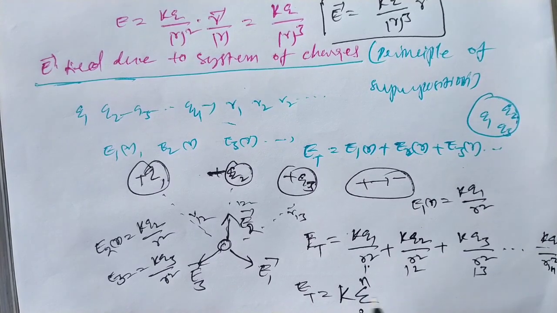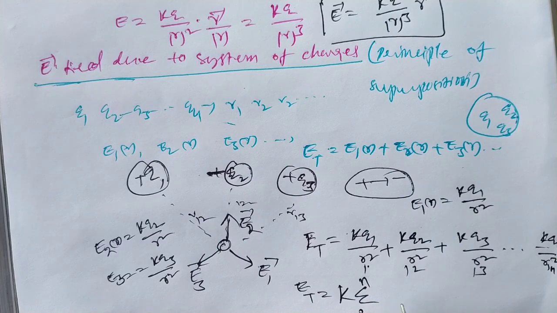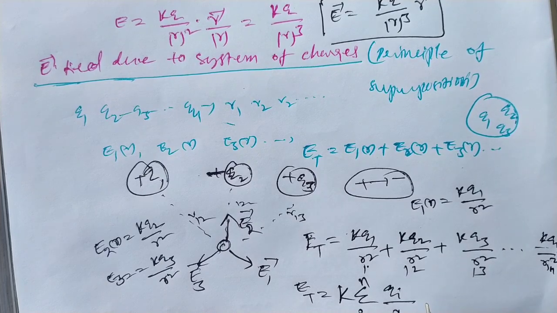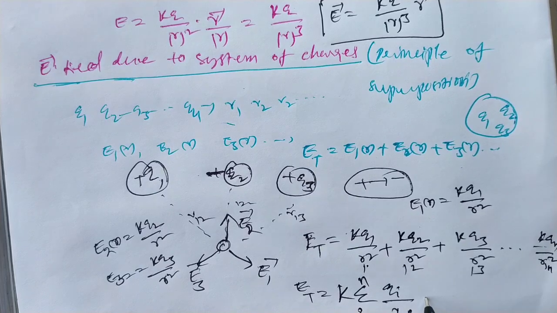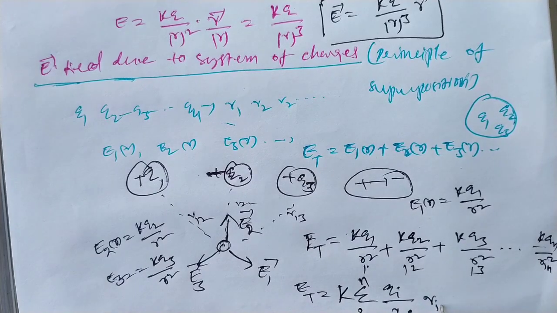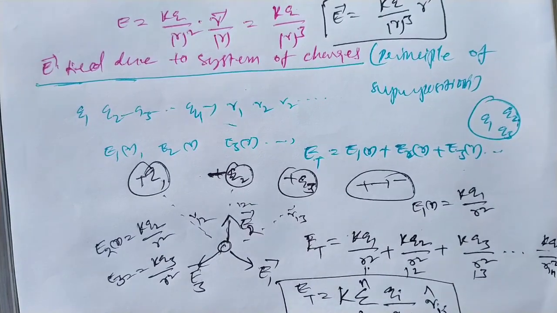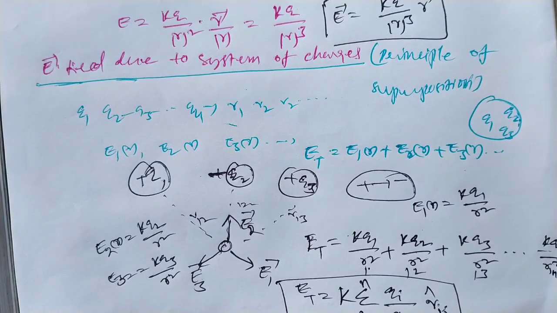Here you can simplify in the form of forces. Similarly, the electric field can also be written as Qi by R1i square into R1i cap. This is the net electric field in vector form.